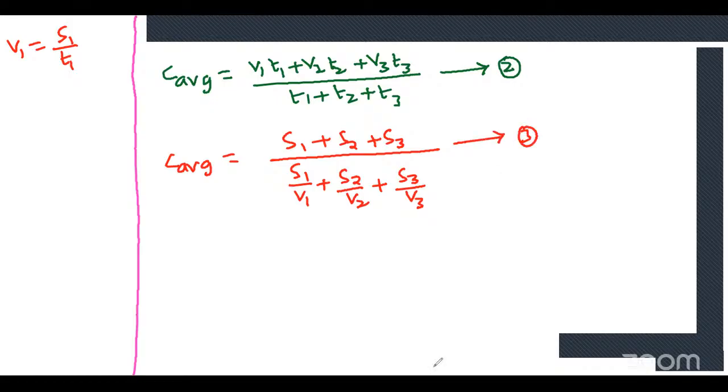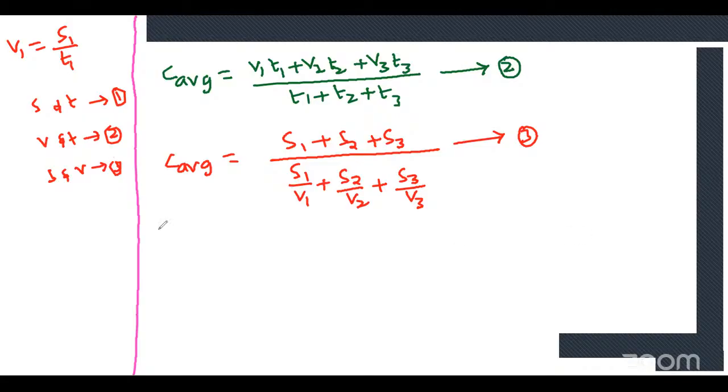Suppose if they gave distance and time, I'll use formula 1. If they gave speed and time, I'll use formula 2. If they gave distance and speed, I'll use formula 3. That is what there is on average speed.